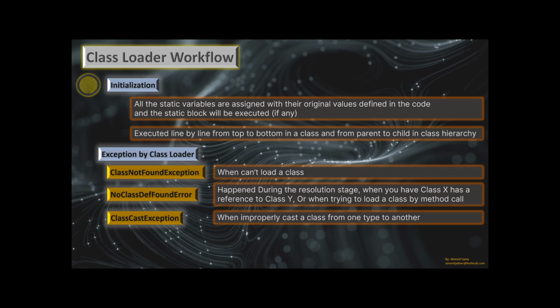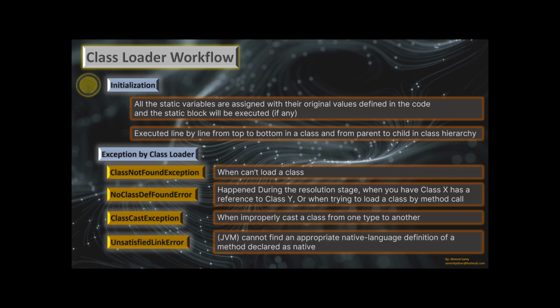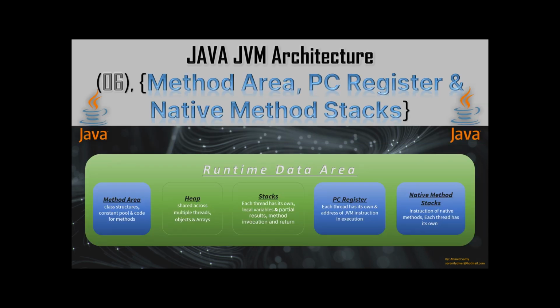ClassCastException happens when you improperly cast a class from one type to another. For example, you have a string and you want to turn this string into an integer, but the string contains no numbers. UnsatisfiedLinkError means the Java virtual machine cannot find an appropriate native language definition of a method declared as native. If you use some native code inside your application but you don't have the appropriate language or the library itself, you get this error. That's it for the class loader.